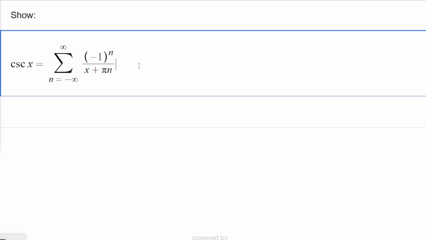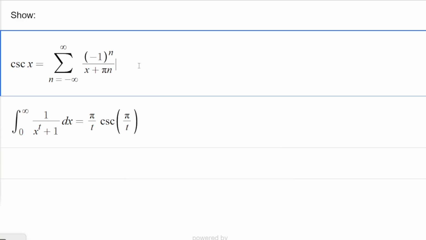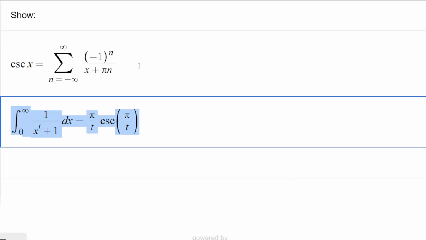All right, so to start this off, what I would like to do is recall this identity. I've gone over it many times before. I will try to remember to link to the derivation of this equation in the description. But for this video, we're going to take it for granted. And also, this is only good for t greater than 1.